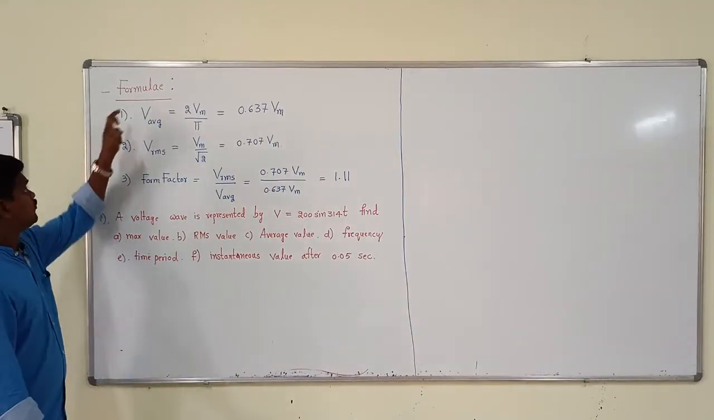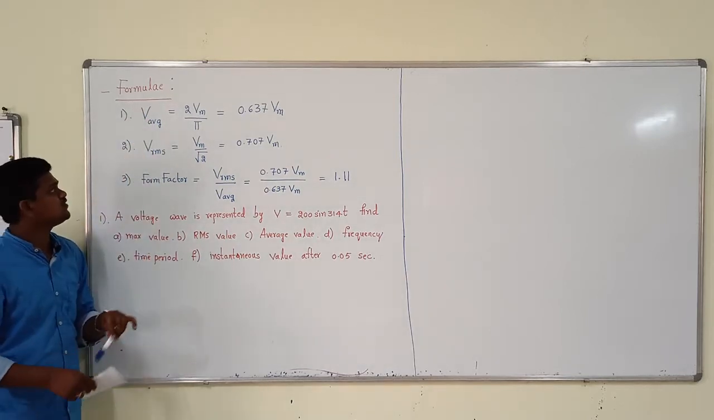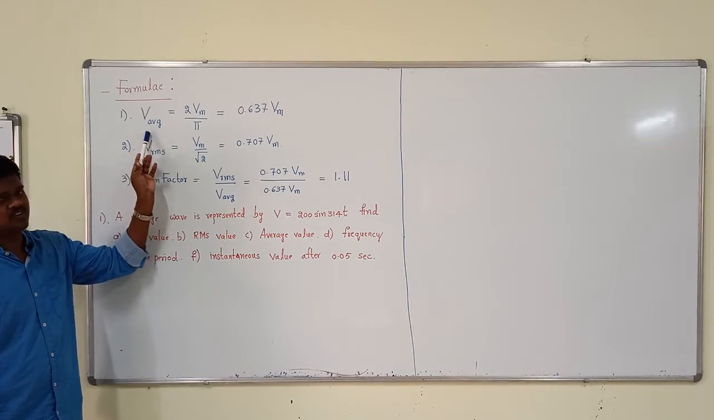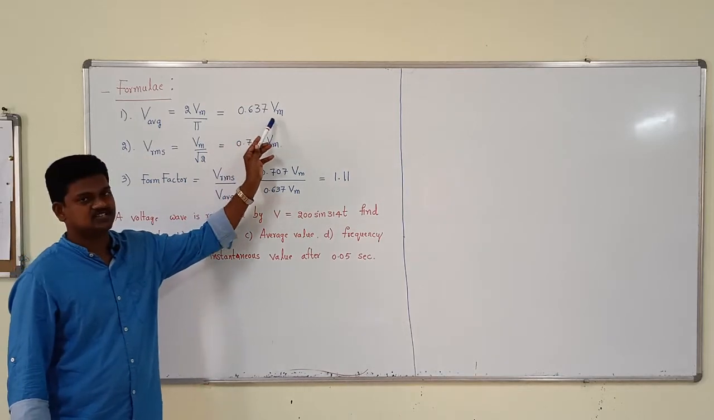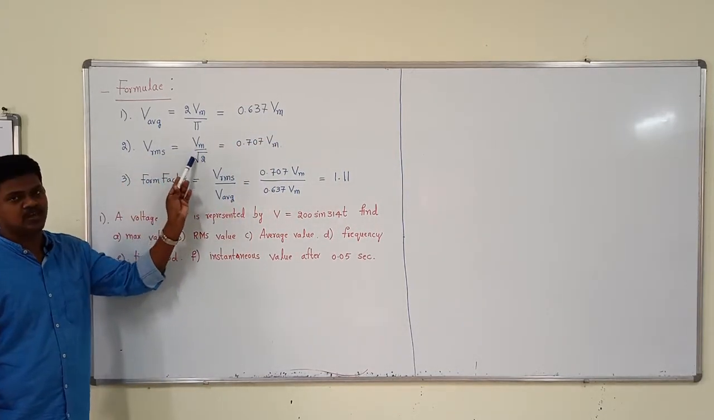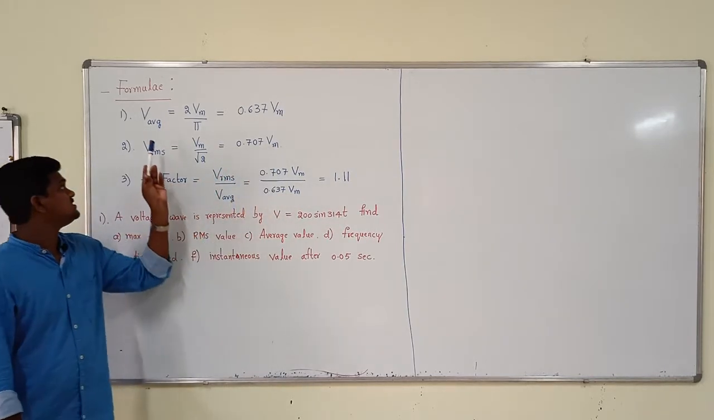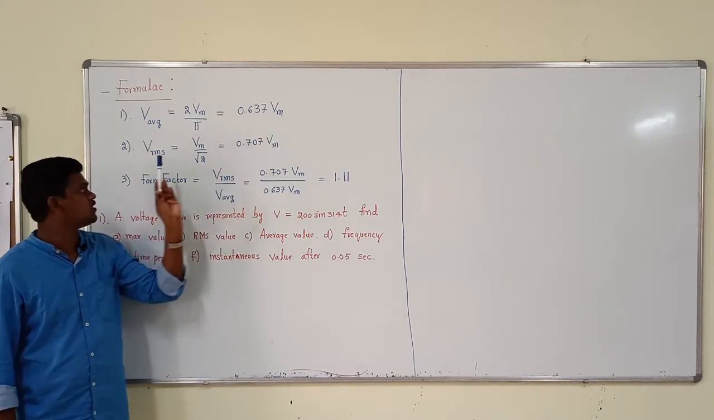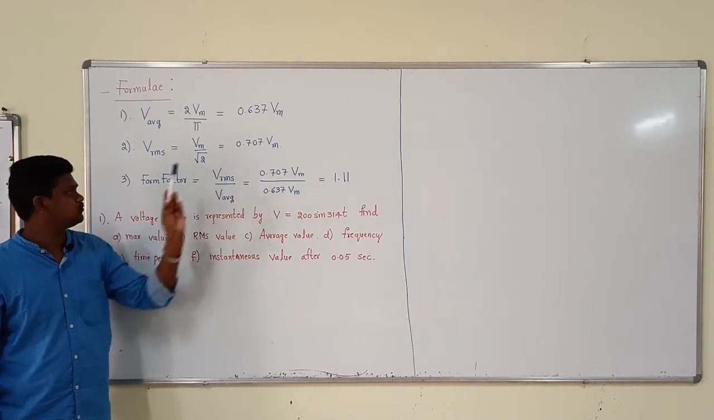Now the formulae regarding the previous calculations. The first formula is V average value or I average value, 2 Vm by pi, that is 0.637 Vm. Second, VRMS value is Vm by root 2, that is 0.707 Vm. The first is the relation between the average value and the maximum or peak value, and the second is the relation between the RMS value and the maximum value.